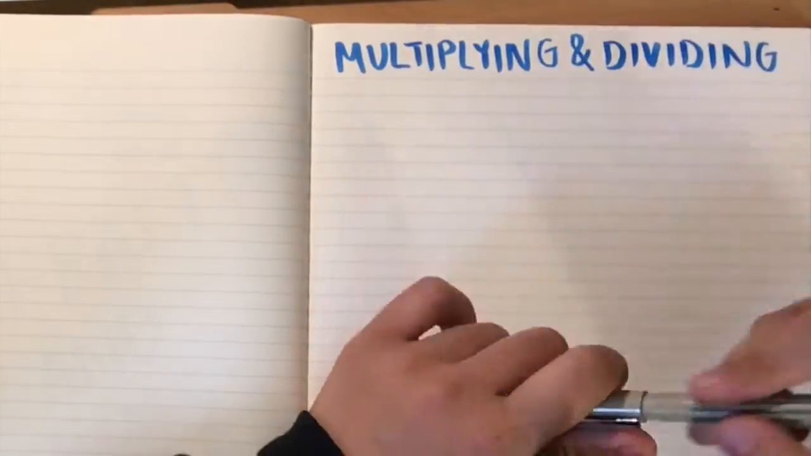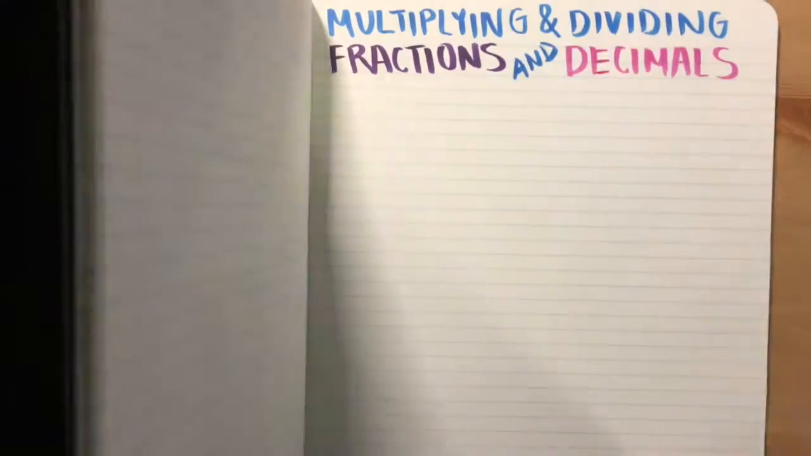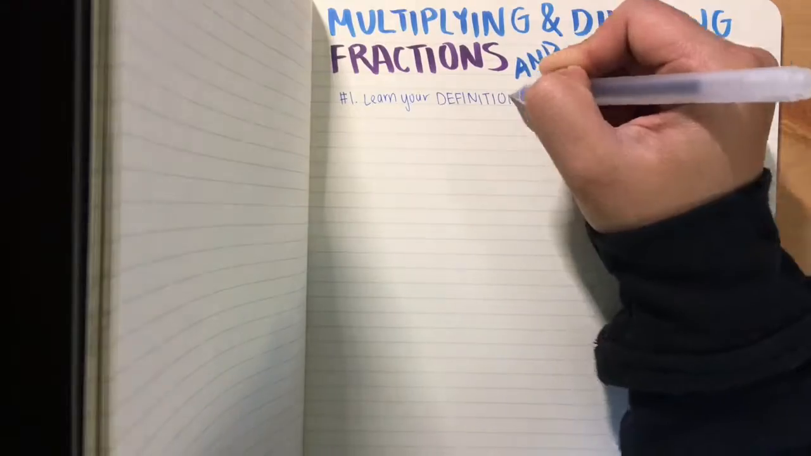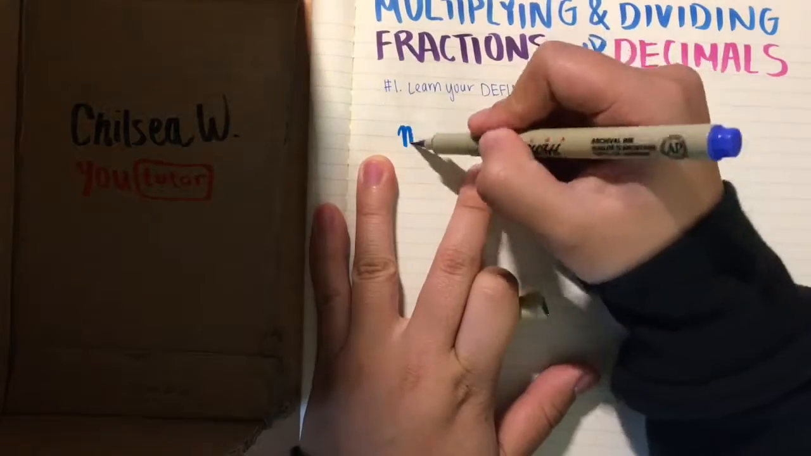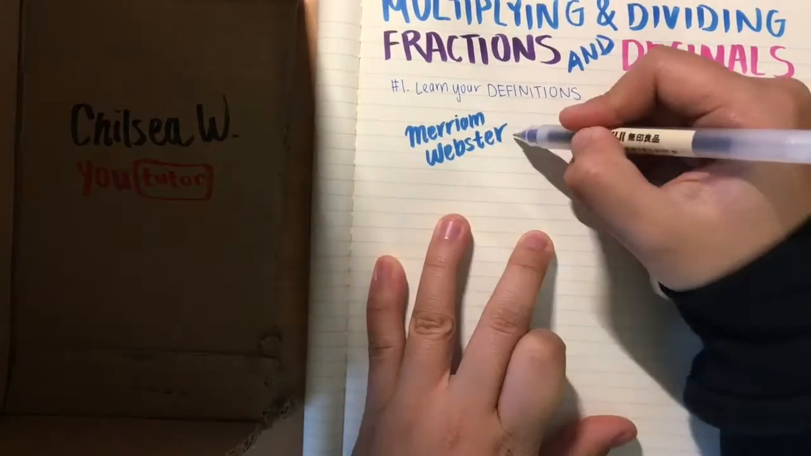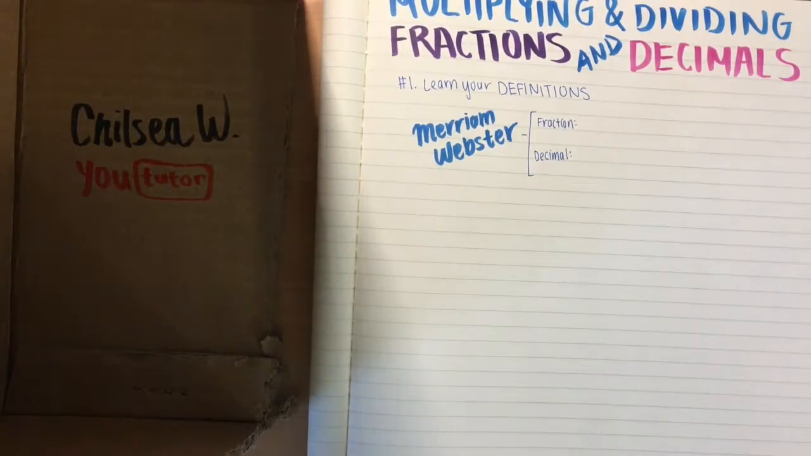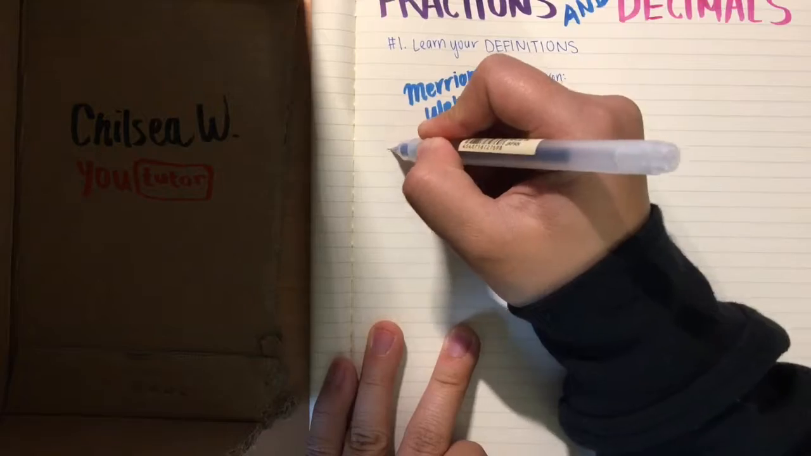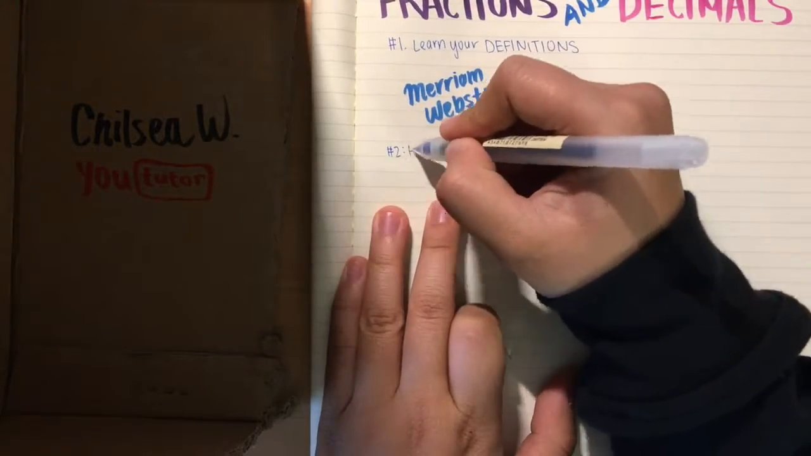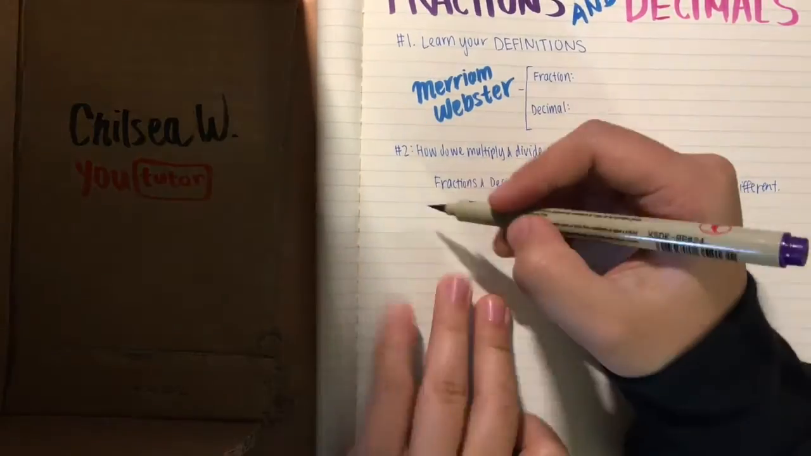Okay, hi guys. Today we're talking about multiplying and dividing fractions and decimals. And number one, you need to know how to define these. Now, every book has a different definition, but the best bet that we have today is Merriam-Webster for you. So Merriam-Webster defines fraction as a numerical representation indicating the quotient of two numbers and decimal as numbered or preceding by tens. So number two, how do we do these?